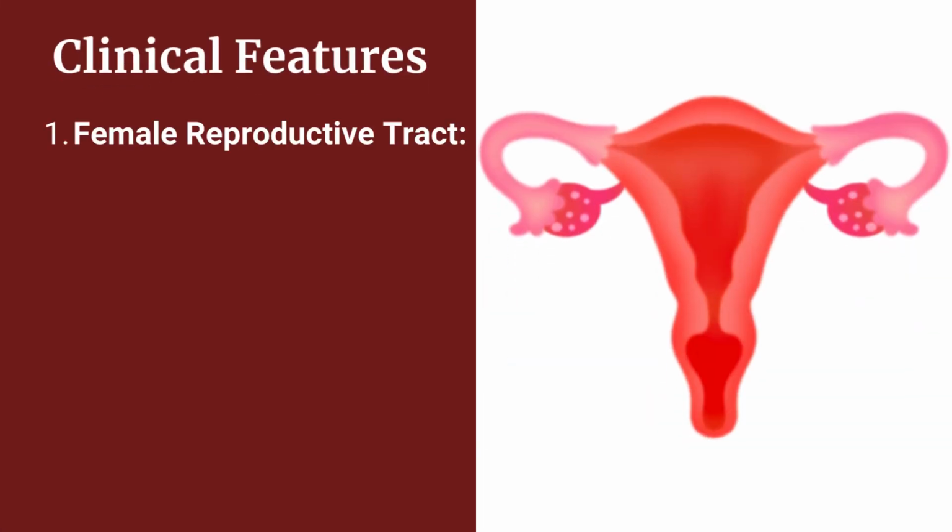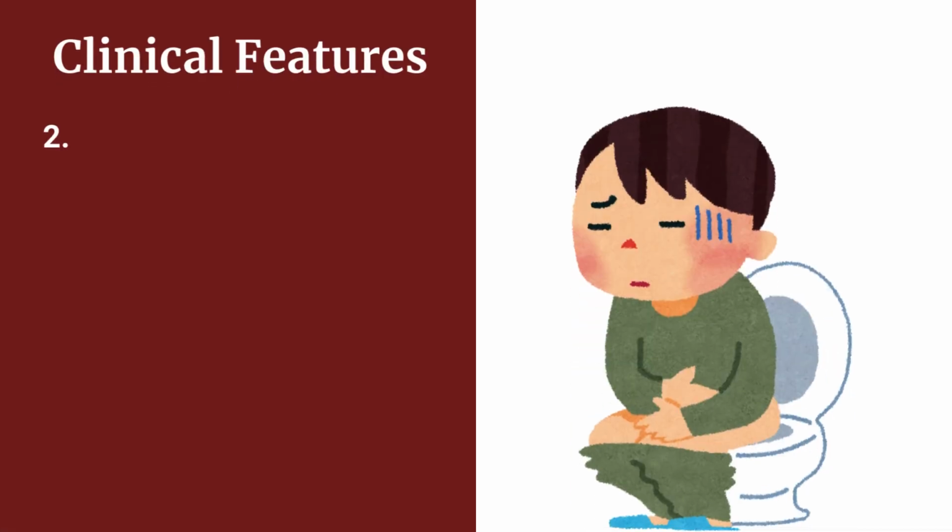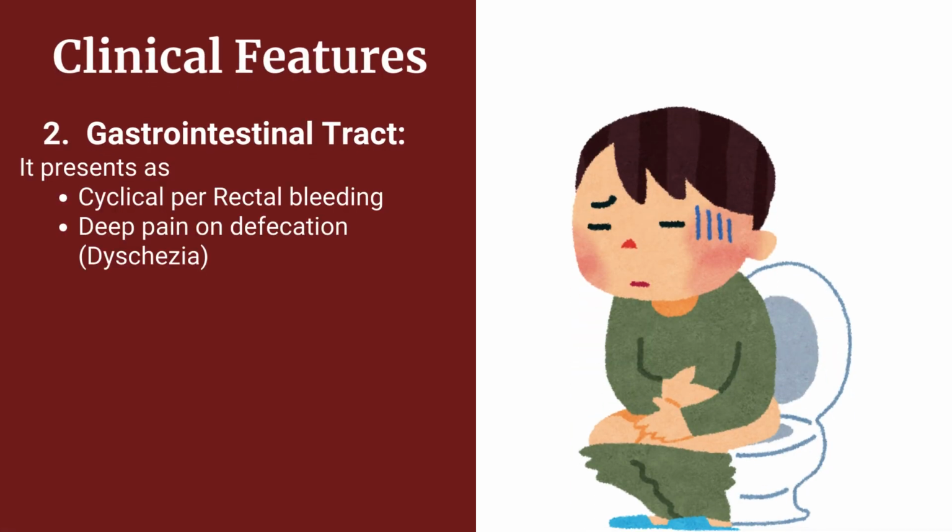Clinical features. In female reproductive tract, it presents as dysmenorrhea, cyclical, non-colicky pelvic pain, around the time of menstruation; dyspareunia, pain with intercourse; infertility, in 30 to 40% patients. In case of gastrointestinal tract, it presents as cyclical per rectal bleeding, deep pain on defecation; dyschezia.